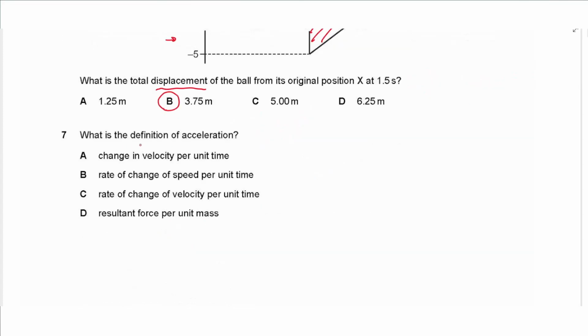Question 7 says what is the definition of acceleration? It is the rate of change of velocity, so change in velocity per unit time, yes. Rate of change of speed, no, it's a vector quantity, not a scalar quantity. Rate of change of velocity per unit time, that's like dividing by time twice. So it's either rate of or per unit time, so this is wrong.